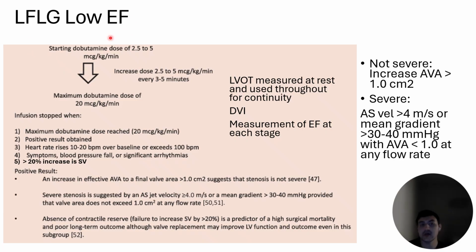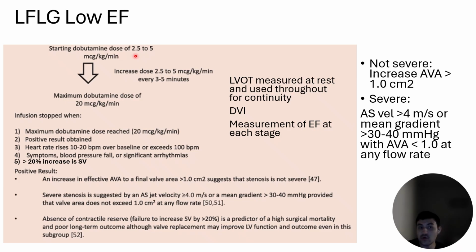Why? Because the ejection fraction is low. With the hope that if you increase that ejection fraction, you're going to increase your stroke volume and increase the flow, and you will see if you have high flow, high gradient, like aortic stenosis, with that increase of stroke volume. So first of all, how do you do the stress test? I'm going to do a different lecture later on about the dobutamine stress test, but this is in summary.